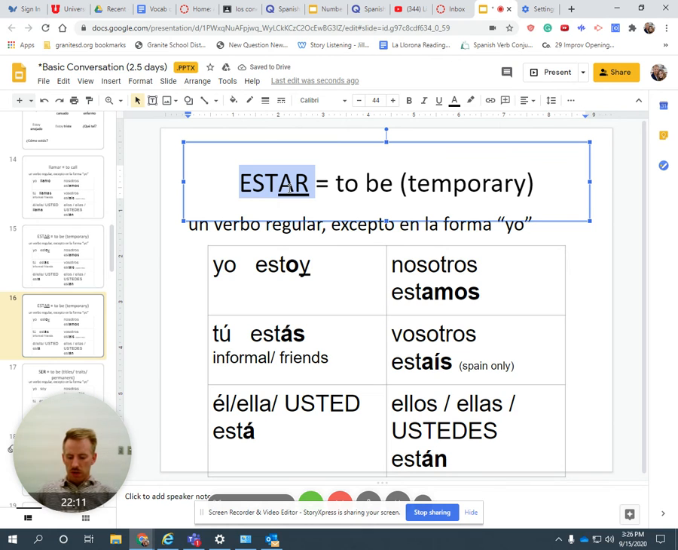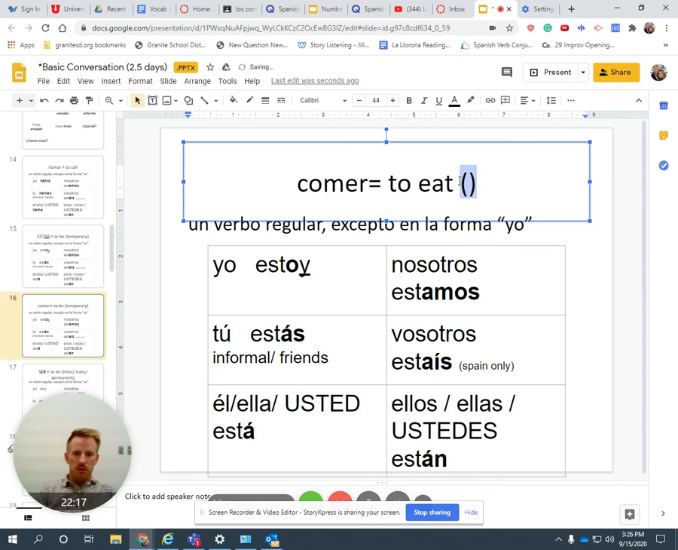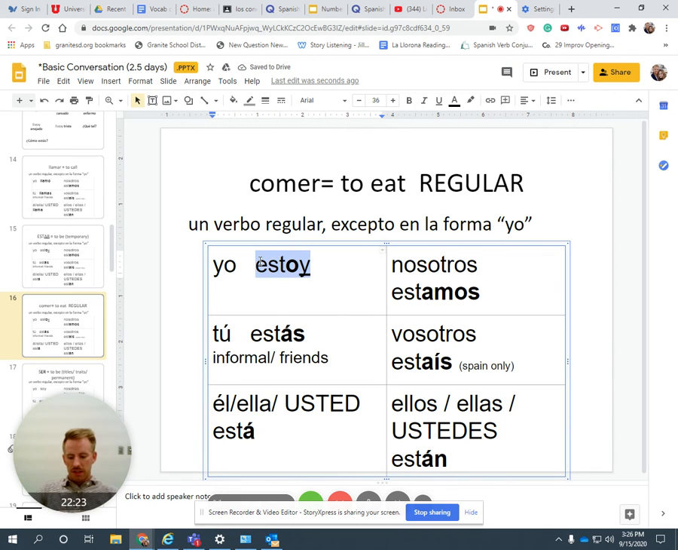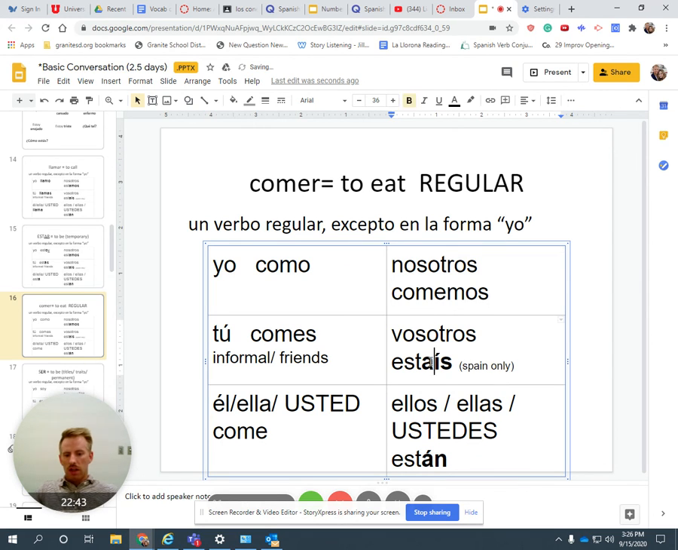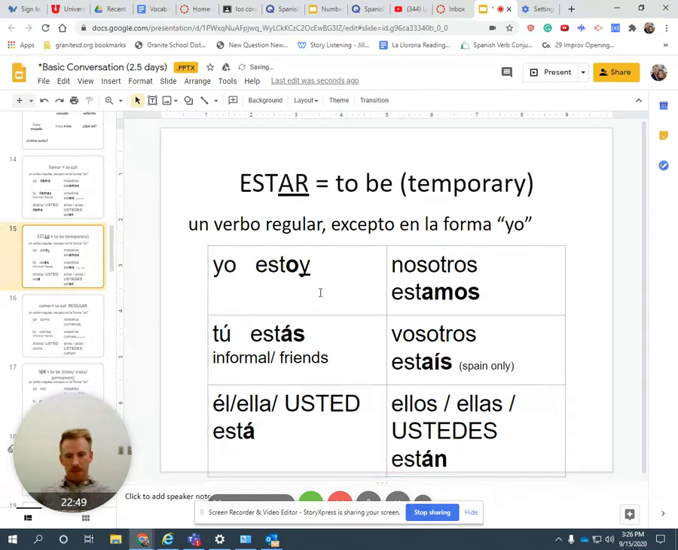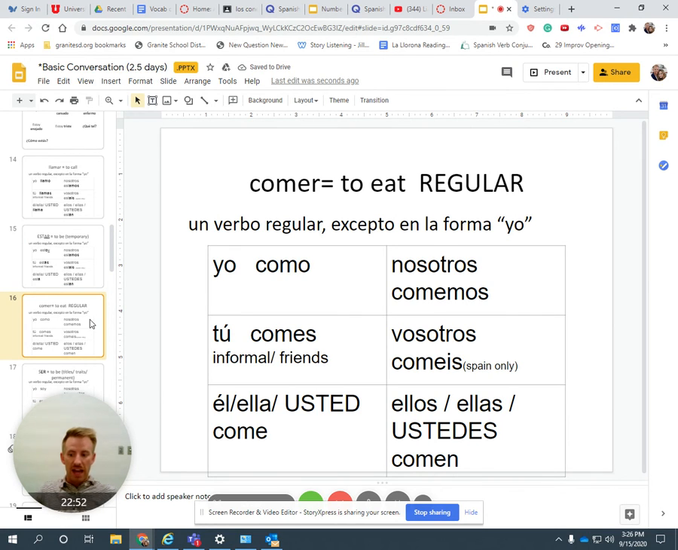And you know what? While we're here, let's just do an ER verb. Comer significa to eat. I want to show you guys the difference. It's a different verb. This is also regular. Keep those straight. Regular. Basically, everything stays the same. So before it was o, as, a, amos, an. For this one, it's o, yo como, o, es, e, emos, en. So everything's the same endings except you put e's instead of a.